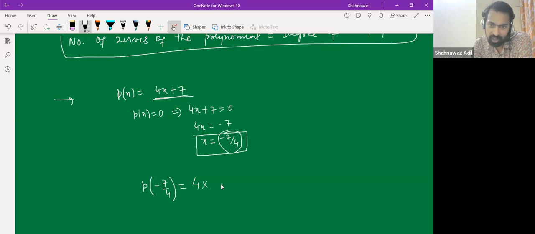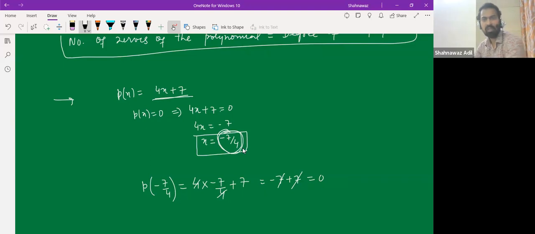Right, so that is what we meant by the zero of the polynomial. If I put minus 7 by 4, this 4 cancels and we have minus 7 plus 7, which is 0, right? So this is what we meant by zeros of the polynomial. And these zeros are related with the degree of the polynomial. Whatever is the degree of the polynomial, that would be equal to the number of the zeros of the polynomial, right?